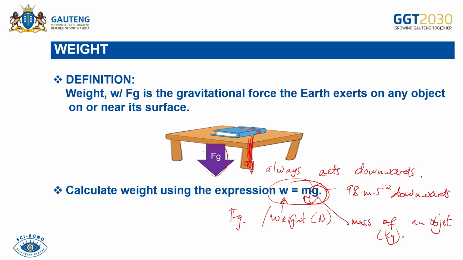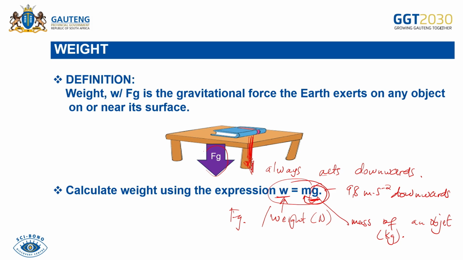Downwards. Remember, learners, when it comes to the equation F net equals ma, F net and a are directly proportional. So F net and a always act in the same direction. Same even here: weight and g are always acting in the same direction, and that direction is downwards. So you won't find a scenario where your weight or your Fg will act upwards. It's always acting downwards. Very, very important.